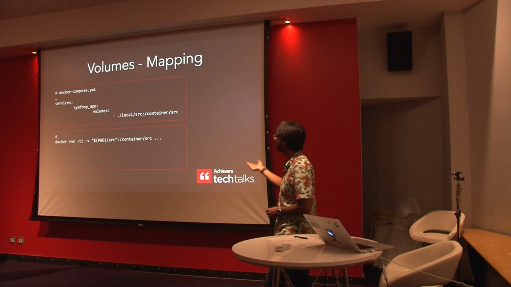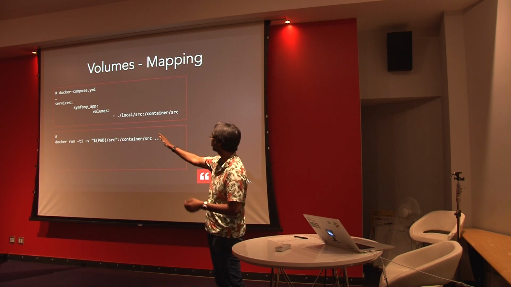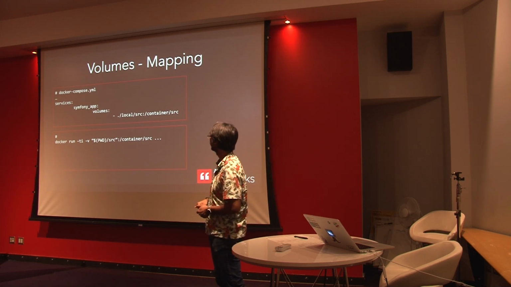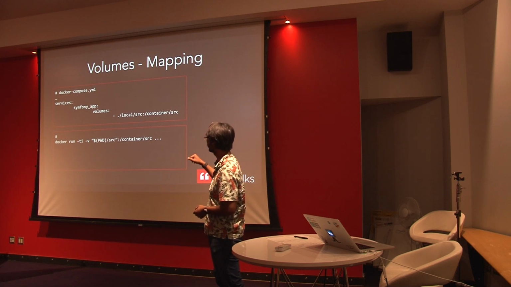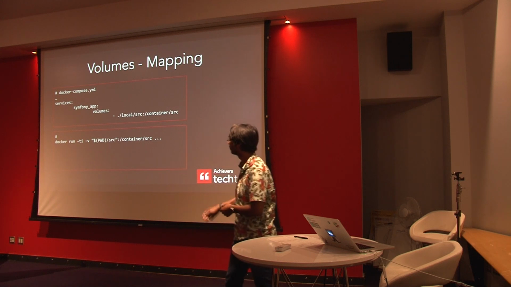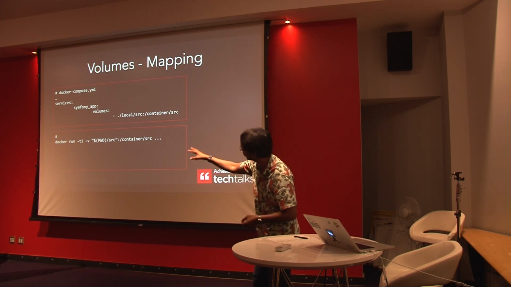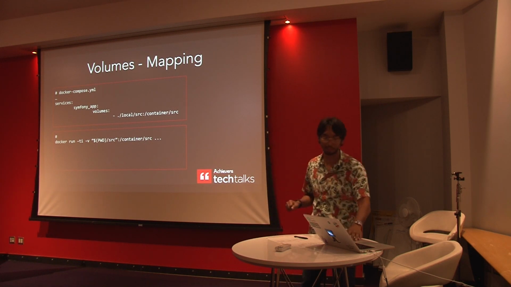So in order to volume map, you can do it in the Docker Compose. Simply do volumes, your local directory, to your container directory. And we've already seen Docker run what that looks like. You can volume map the local inside the container. Helps a lot.